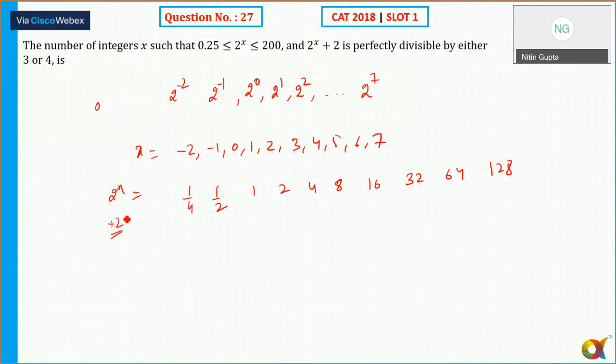Okay, here we need to add 2. So if you add 2, what does it come out to be? It is divisible by either 3 or 4. So ये दोनों केस तो ruled out हो जाएंगे.